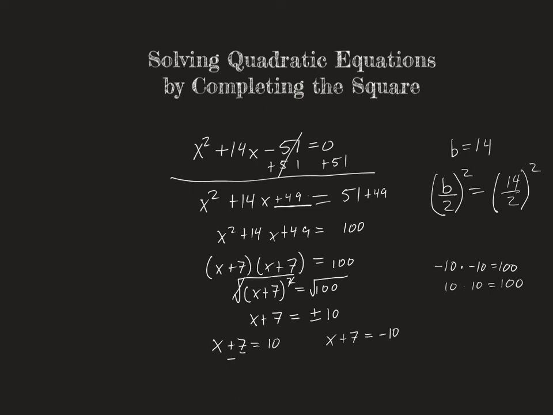So I'm going to subtract 7 from this side, and you get x is equal to 3, and on the other side, now I'm going to subtract 7, and you get x is equal to negative 17. So the two answers that you have are x is equal to 3 and negative 17. And that's how you complete the square.